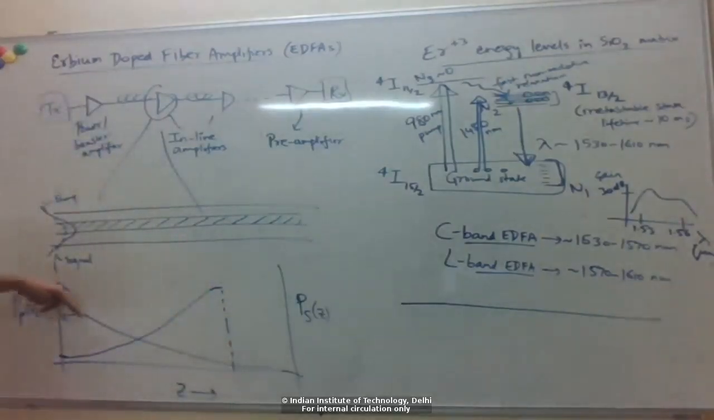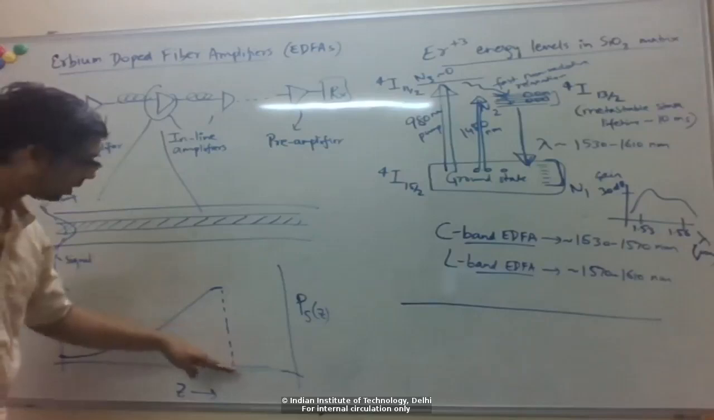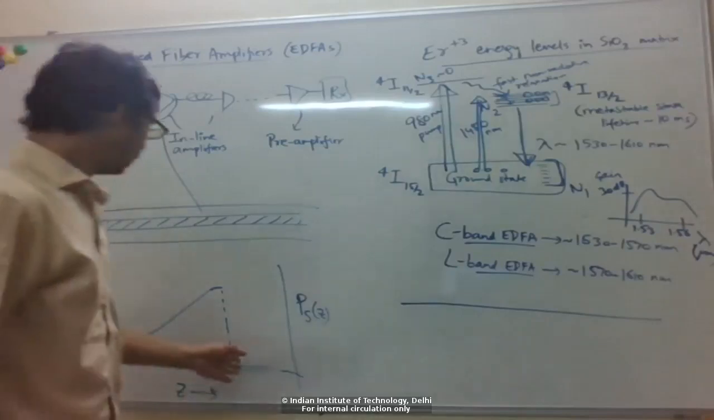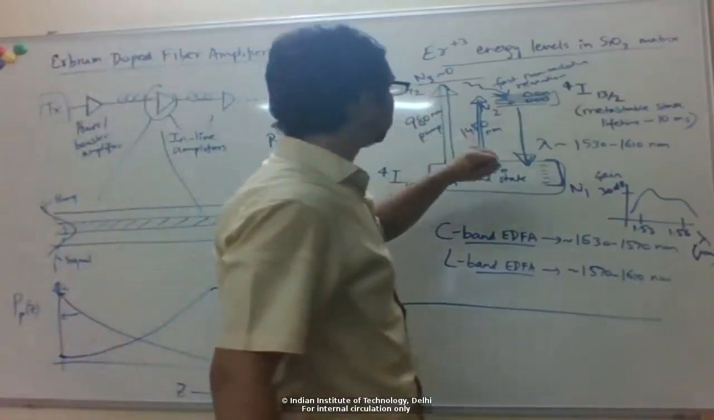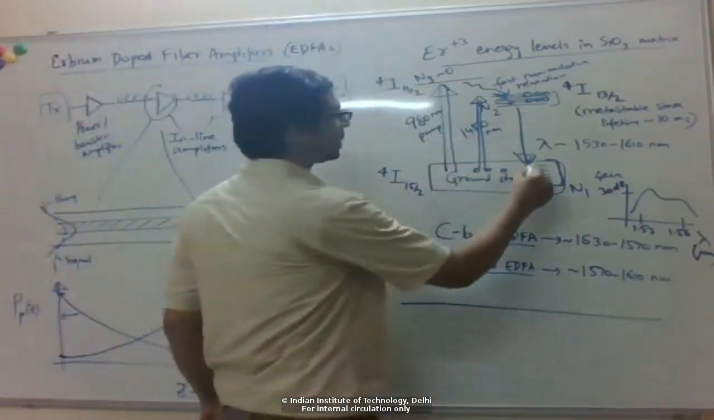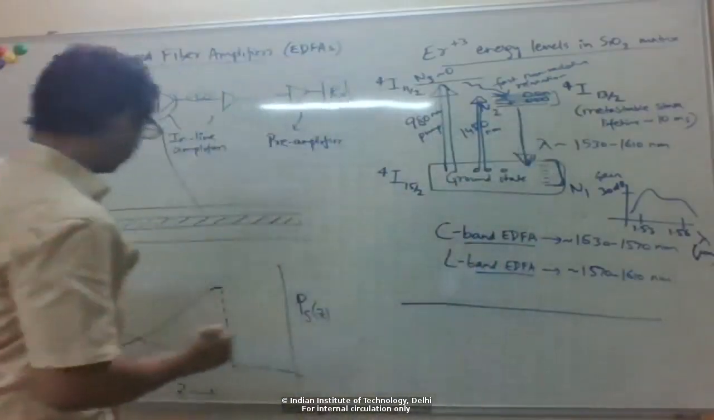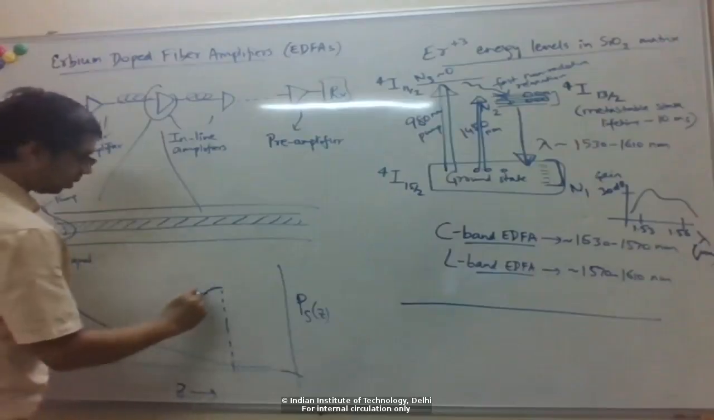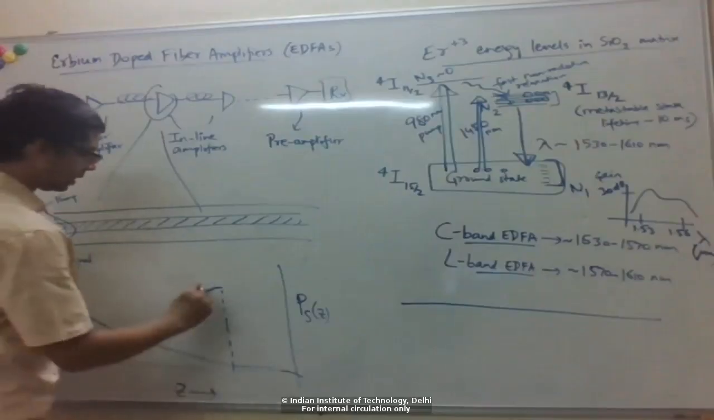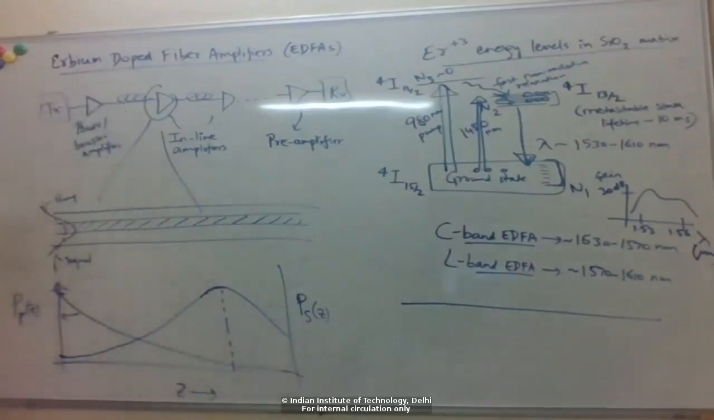But then you can see that the pump is also being reduced in power. After some point, the pump is so low that beyond here you're not getting this population inversion. So now even the signal wavelengths just get absorbed because you have more atoms here. Beyond a certain length, when the pump power has become low or the pump has become depleted, the fiber will start absorbing again.